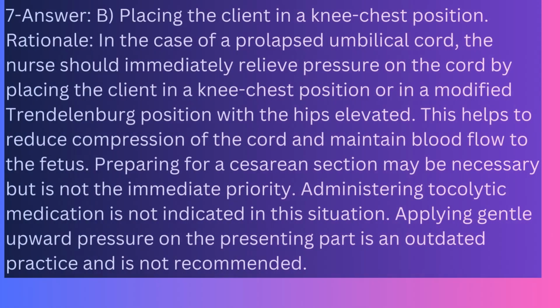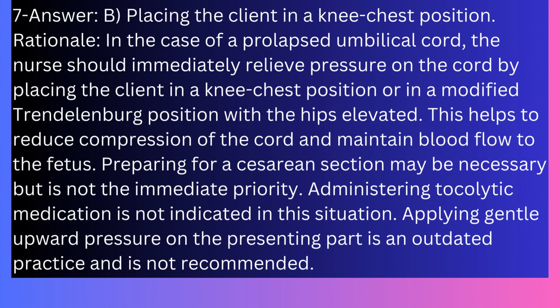The answer is B. Placing the client in a knee chest position. In the case of prolapsed umbilical cord, the nurse should immediately relieve pressure on the cord by placing the client in a knee chest position or in a modified Trendelenburg position with the hip elevated. This helps to reduce compression of the cord and maintain blood flow to the fetus.